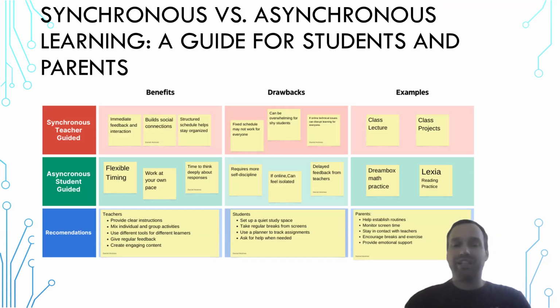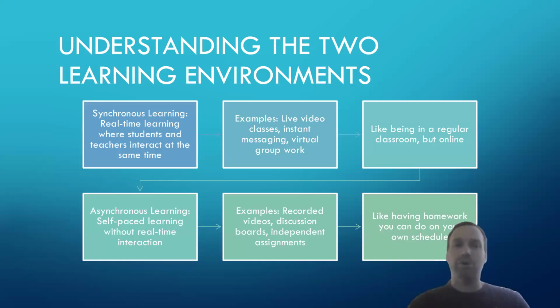So in the classroom, we try to do a little bit of both. When we're doing synchronous learning, that's when we're doing class lectures or group projects where people are collaborating together. And it's basically your regular classroom. It can be done online, but it's most effective in person.